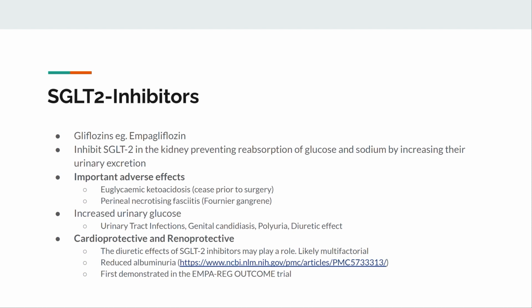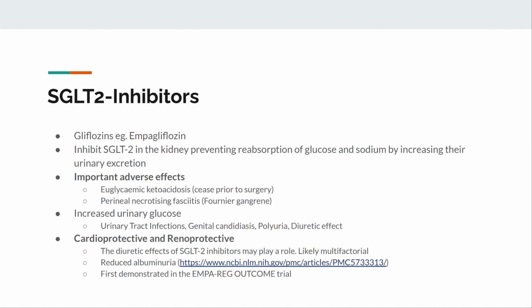SGLT2 inhibitors, the gliflozins such as empagliflozin, block SGLT2, preventing the reabsorption of sugar and sodium in the kidney, so you pee out sugar. There's a really important adverse effect, which is euglycemic ketoacidosis. So even with normal blood sugar, these people for some reason can go into ketoacidosis. That's really scary. And even more scary is perineal necrotizing fasciitis, or Fournier's gangrene, which is a necrotizing gangrene of the perineum, which is your genital area.